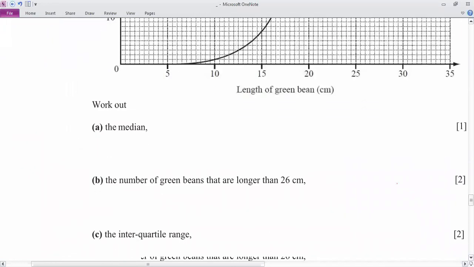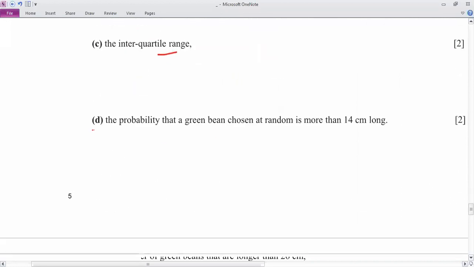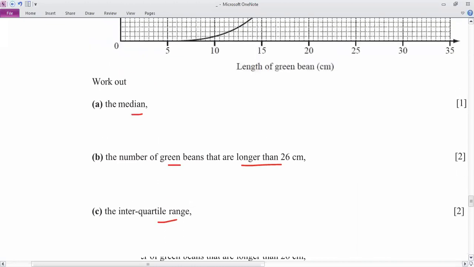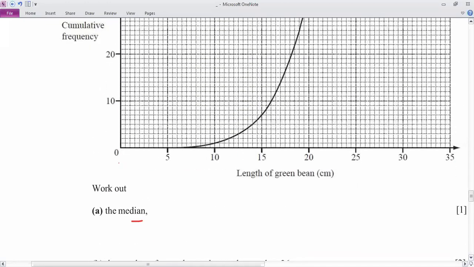This one also you have to find the median, the number of green beans that are longer than 26. So from 26 you will draw and get the same. Interquartile range same, and then the probability of 14 centimeters or longer. Look, where is 14 centimeters? From 0 to 5 there are 10 boxes. 10 boxes making 5, so one box is 5 over 10, meaning 0.5. So if you have to take 14, this will be 11, 12, 13 and 14. From 14 you will go up and then find the number.